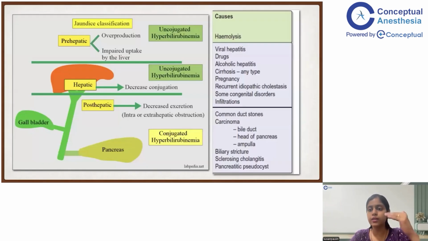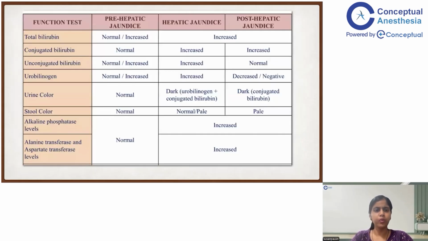This again is a representation of the stepwise problems that we can face in the metabolism, resulting in the specific hyperbilirubinemia. Again, I'm not going to go through it because we have just now discussed it, but this is a good picture to remember the causes and the problems associated with this bilirubin metabolism.